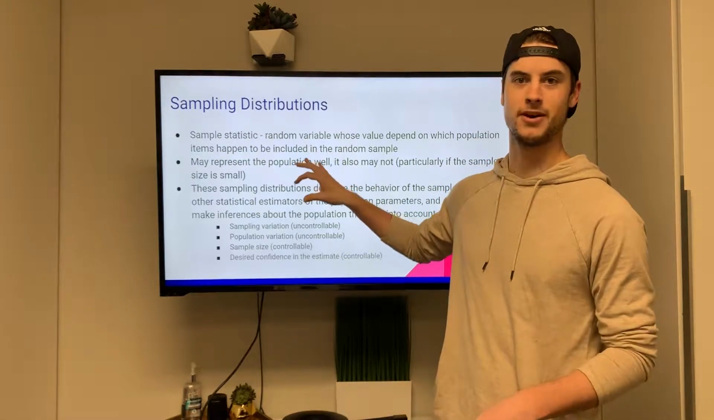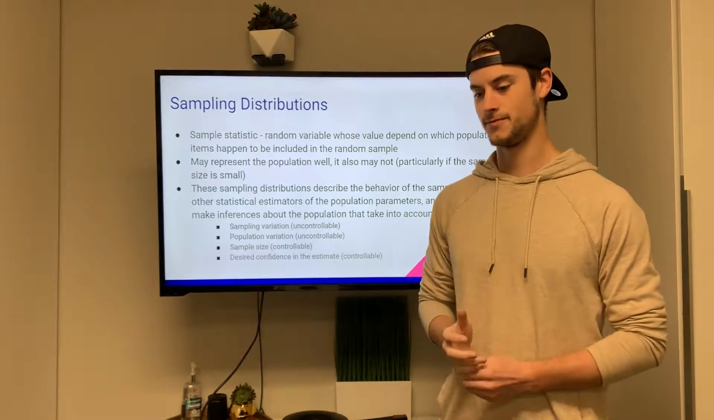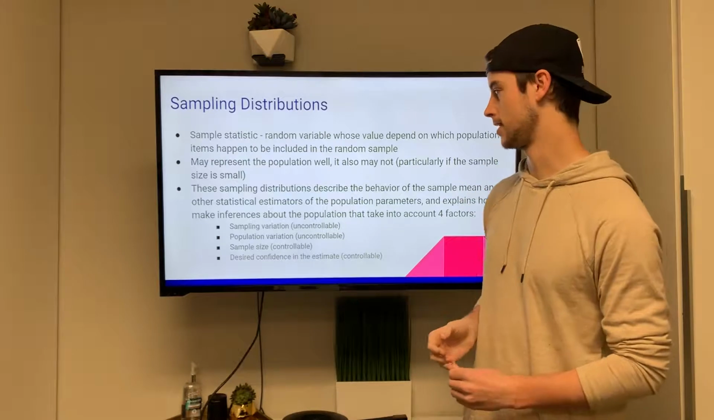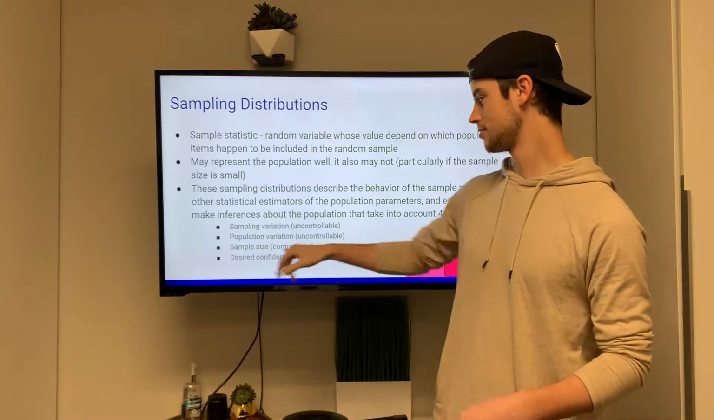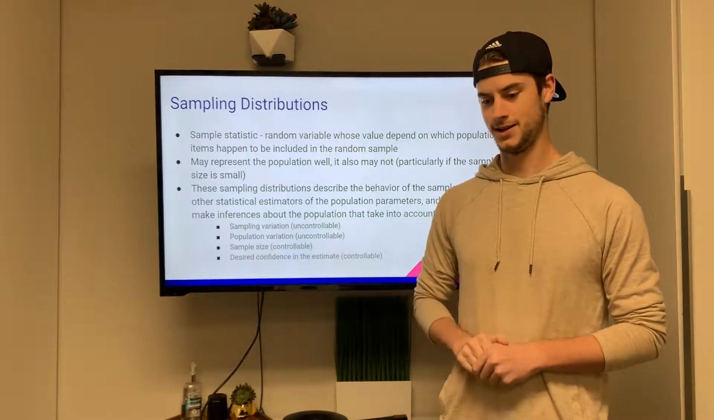In terms of finding probability and all that stuff, right? There's an easy way to find probabilities for sampling distributions, right? We talked a little bit about it last chapter, and we'll get more into it this chapter, okay? And then just your desired confidence in the estimate. We can control that, right?